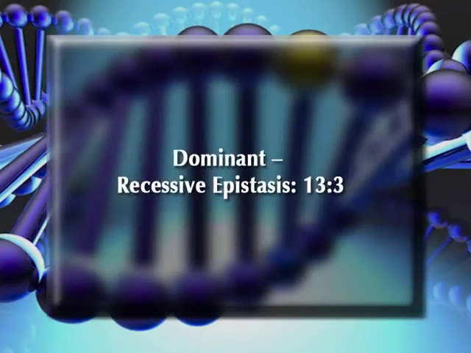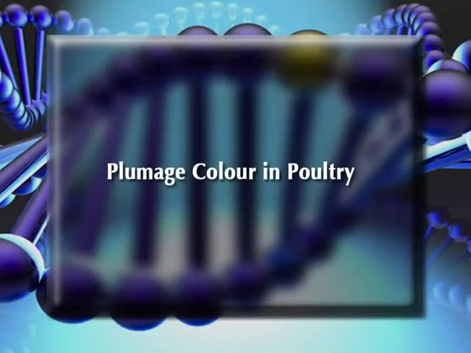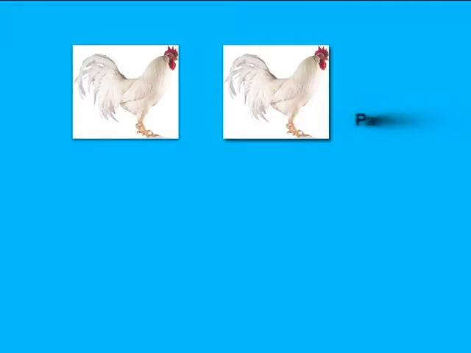Dominant recessive epistasis. In dominant recessive epistasis, the dominant allele at one locus and the recessive allele at another locus give rise to the same effect. Other gene combinations produce the second phenotype, so consequently two phenotypes occur. Plumage color in poultry. Here, white plumage of Wyandotte or Plymouth Rock is recessive to colored plumage, while white plumage of Leghorn is dominant over colored plumage.